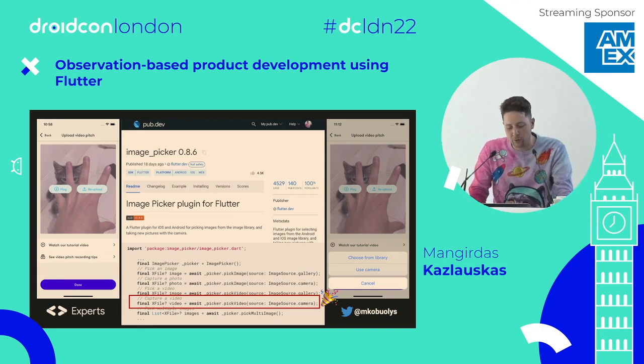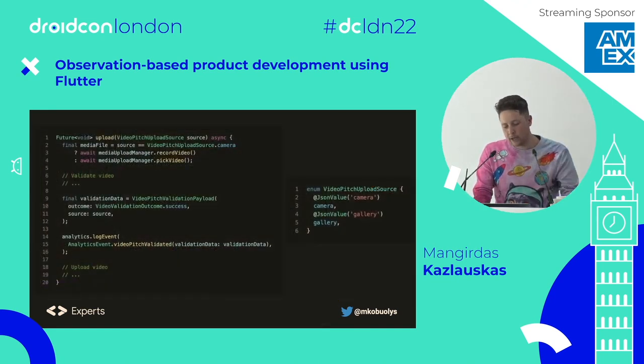On the right, you can see what we did. When the user taps on a button to upload something, we provided two options: upload something from the gallery or record it. And this is the implementation. As I mentioned, we provide those two options. Of course, after that, we send an analytics event to check what option was chosen by the user.